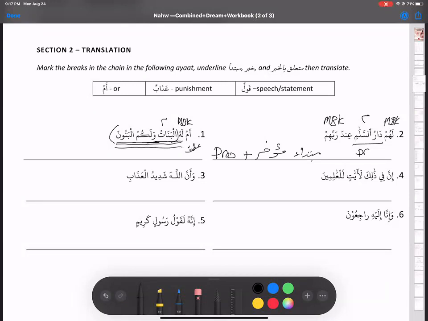Then we have walakum, I mean, the whole thing is mubtada, and we will further analyze that, right? Walakum again, that's MBK within the mubtada. Yeah, exactly.